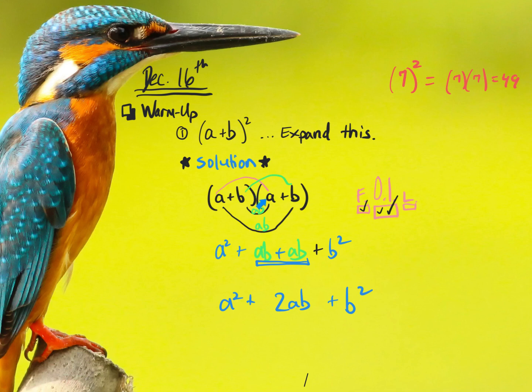First times first is a times a. First times last, or outside times outside, is a times b. Inside times inside is another ab. And then last times last is b times b, or b squared. Our like terms are combined, and our answer is that a plus b, the quantity squared, is equal to a squared plus 2ab plus b squared.